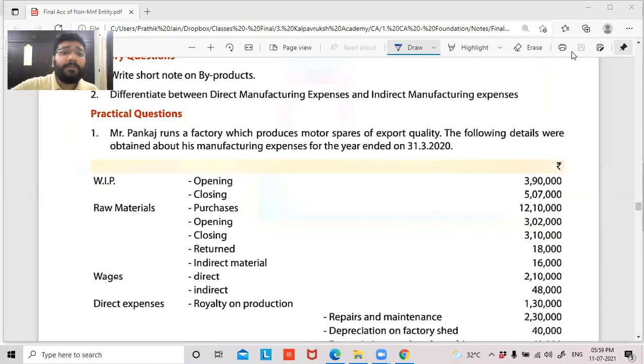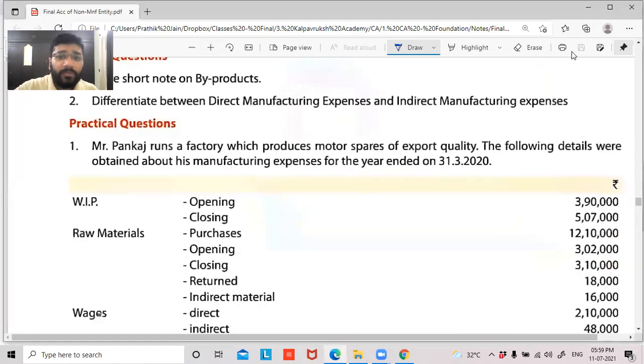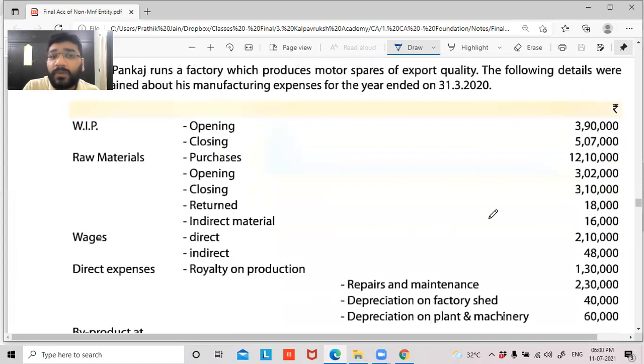It says that Mr. Pankaj runs a factory which produces motor spares of export quality, right? So which means Pankaj is into manufacturing of motor spares. The following details were obtained about his manufacturing expenses for the year ended 31st March 2020. Work in progress, guys, opening stock and the closing stock. This will go to my manufacturing account. Raw materials: this is your purchase, opening, closing, and return. All these four you will be taking to your manufacturing account.